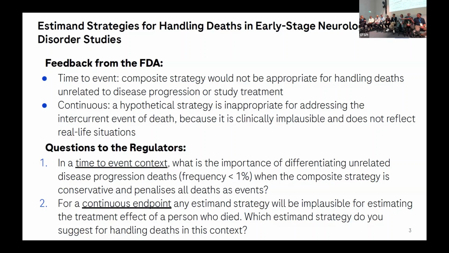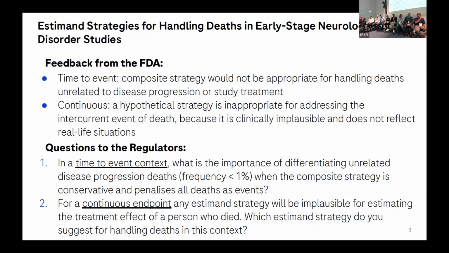Eva, please. Yeah, I must admit I found this a bit strange. I was thinking with the time to event endpoint, I would be totally happy with the composite endpoint. So that's my simple one. Florian?